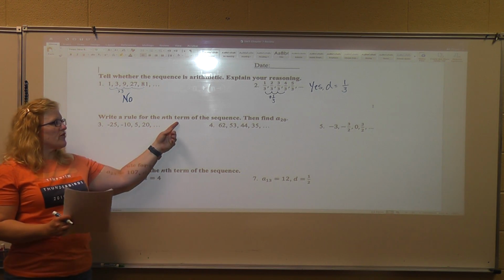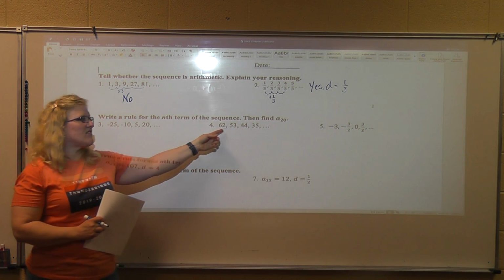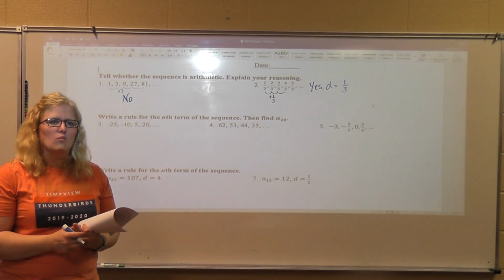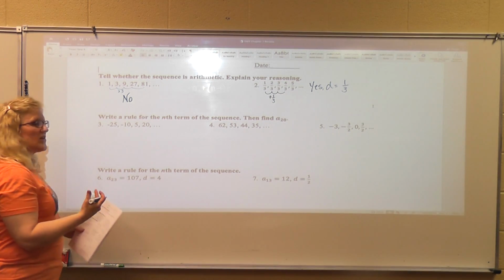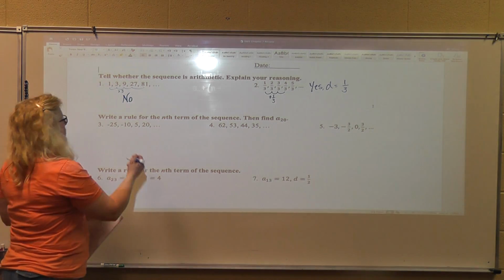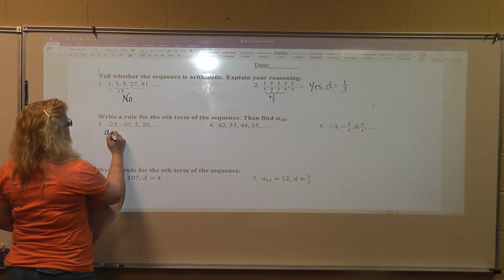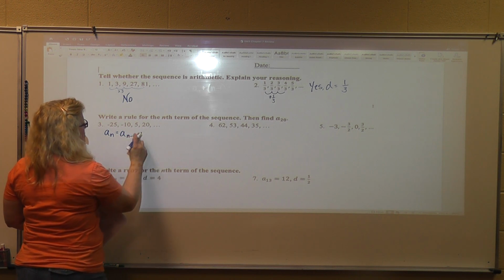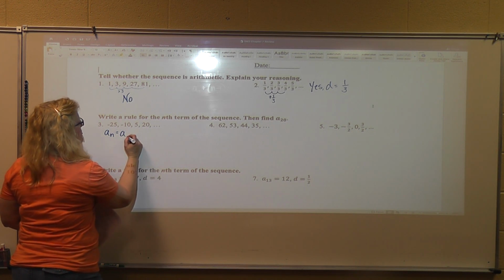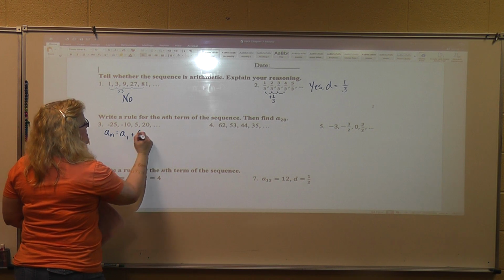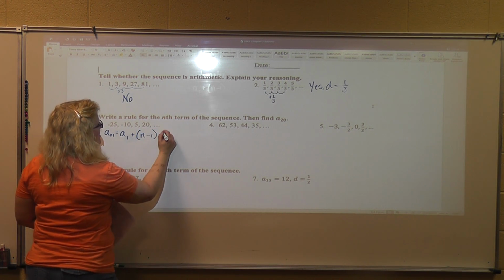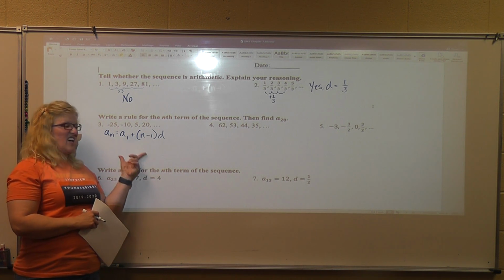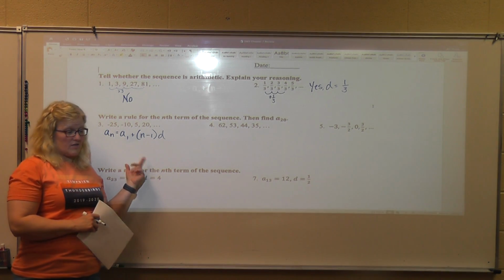Okay, write a rule for the nth term of the sequence and then find a sub 20. All right, so this is what they mean by that, and this is where you need to know those formulas. This is arithmetic, so we have a sub n equals a sub 1 plus n minus 1 times d. This is the formula that we're going to be using. And I really did not give you guys enough space, so I apologize.